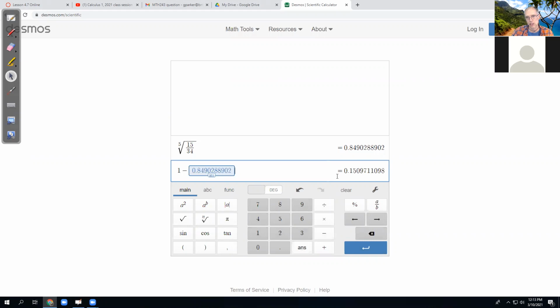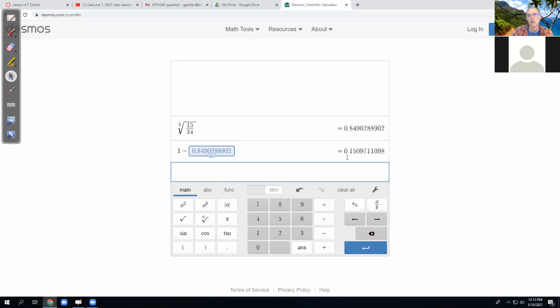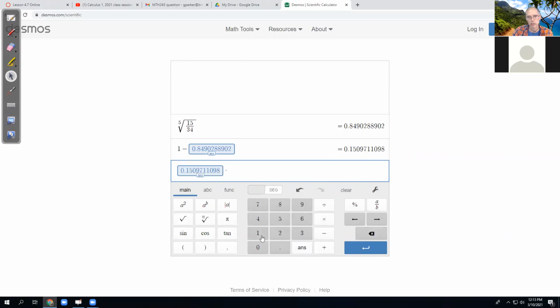So again, take advantage of that previous answer button on your calculator so you don't have to round or retype. Often I make mistakes retyping and sometimes rounding, so anything we can do to reduce errors is a good thing. Okay, I want it as a percentage, so I would multiply that by 100. I could just take that answer and multiply it by 100 to see it as a percentage.